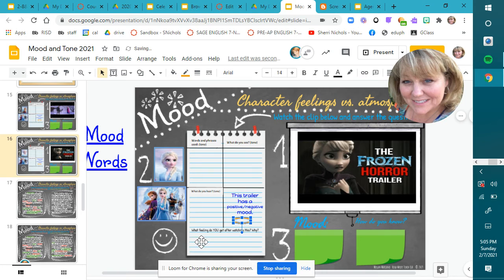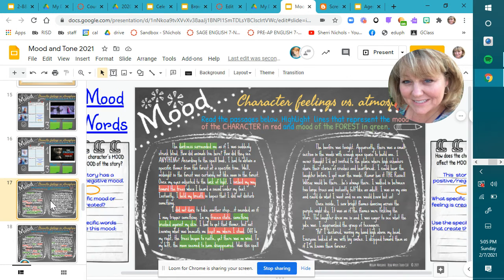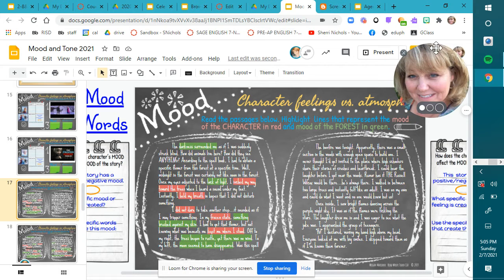And then it says, what feeling do you get after watching this and why? And then what mood overall was created and how do you know? And then we're moving into character feelings versus atmosphere. So read the passages below. Highlight lines that represent the mood of the character in red and mood of the forest in green.